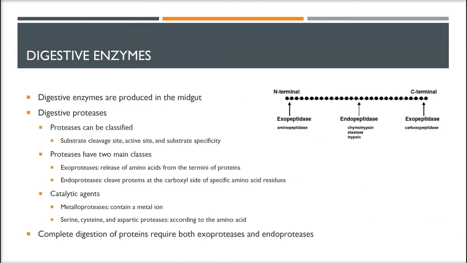Salivary glands of blood-sucking insects do not produce digestive enzymes. Instead, they are produced in the midgut. The midgut has a specialized system for efficient digestion of proteins. This is where classifications of proteases come into play. There are many types of proteases depending on their substrate cleavage site, active site, and substrate specificity.